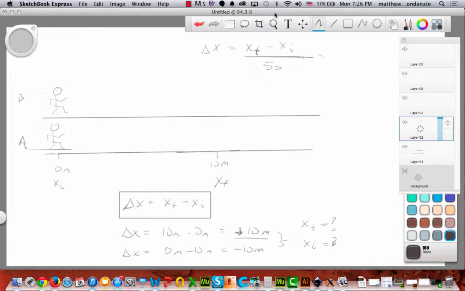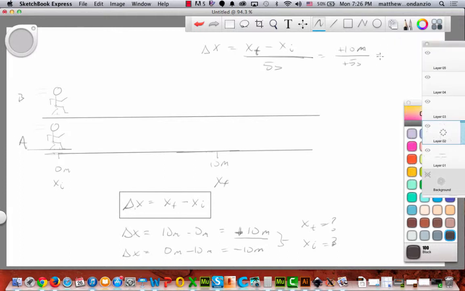So that means we went a positive 10 meters over a positive 5 seconds. So 10 divided by 5 is 2 meters per second. That was our speed, or, given a direction with a positive, if it's positive, then we can say it's a velocity, because we know it's positive in the x direction.